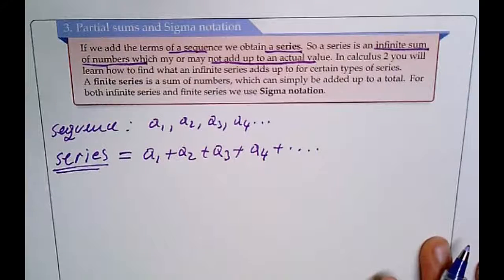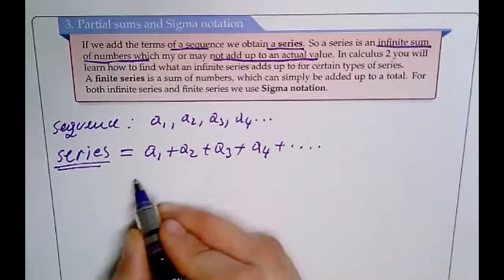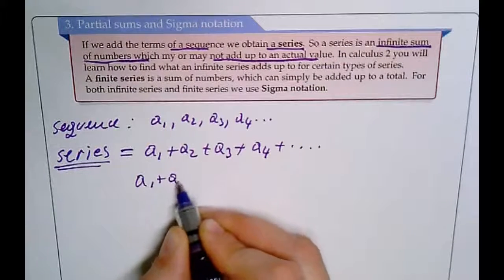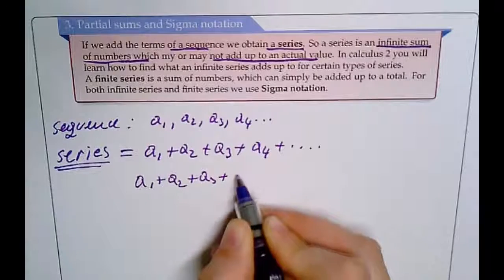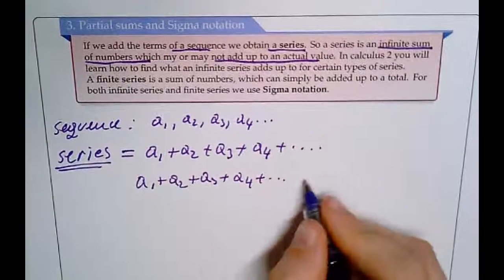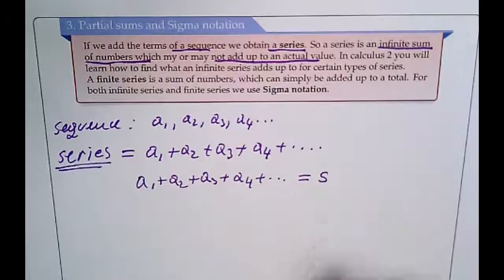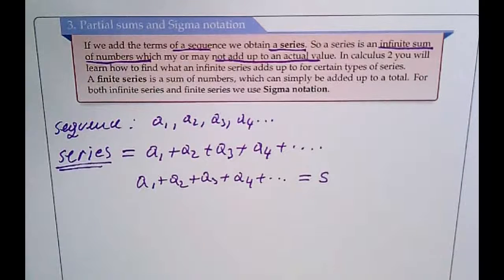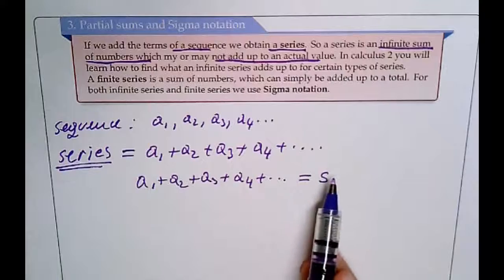So you'll see in Calc 2 that you'll talk about the series converging or diverging. For example, I can have that the series a1 plus a2 plus a3 plus a4 plus dot dot dot can add up to a single value, if I call it S. So it can add up to S, then we say that the series converges to S.